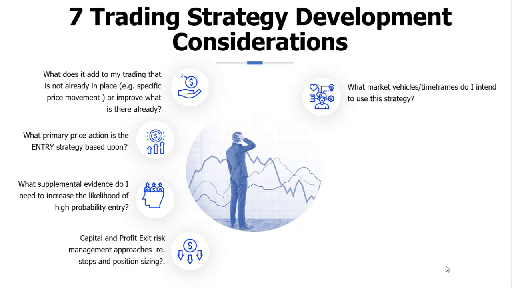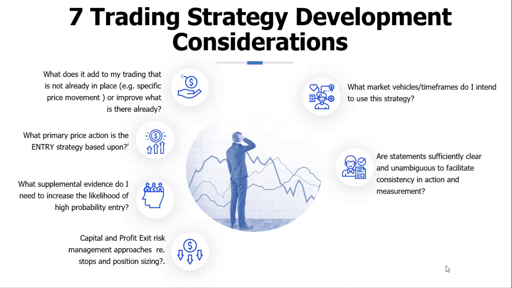Once we've done this, we make a decision on which market vehicles and which market timeframes you are intending to use this strategy. So it may be that you're choosing to trade the major FX pairs on hourly and 30-minute charts only. Now we have our trading plan relating to the strategy starting to take shape. We need to make sure that any statements we use are sufficiently clear and unambiguous to make sure that we can get consistency in action and give us the ability to measure each part of that plan to see how well or otherwise it's working for us.